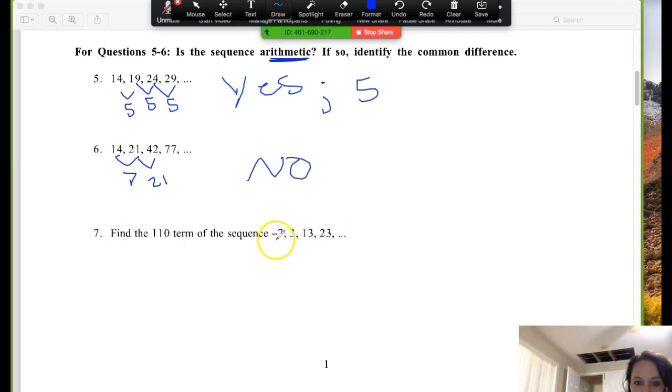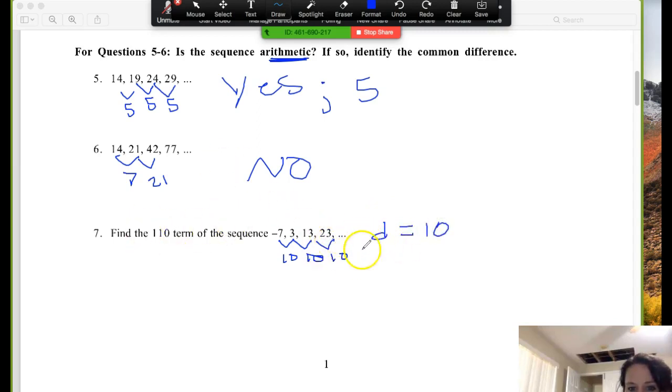Find the 110th term of this sequence. Well, to get from -7 to 3, I'm going to go 3 minus -7. That difference is 10. From 3 to 13, that difference is 10. 13 to 23, that difference is 10. So I do have a common difference of 10.